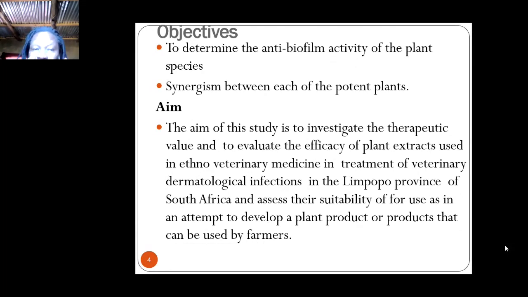They cannot purchase the synthetic drugs, so the aim was also to combine the plants with the synthetic drugs so that the resistance of the bacteria is reduced.